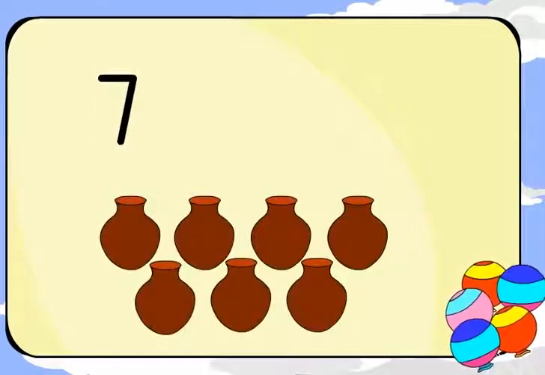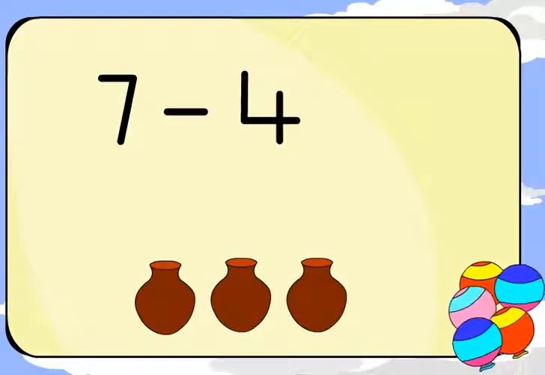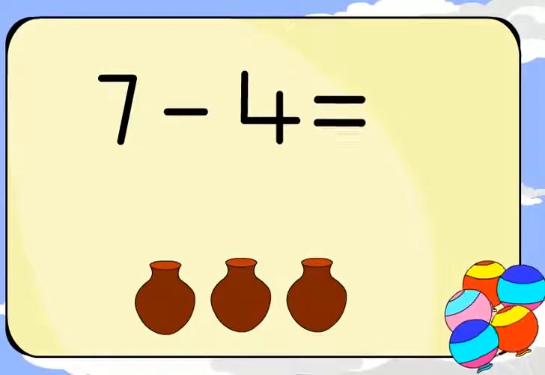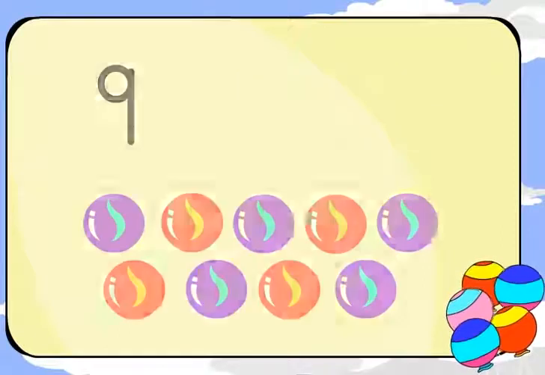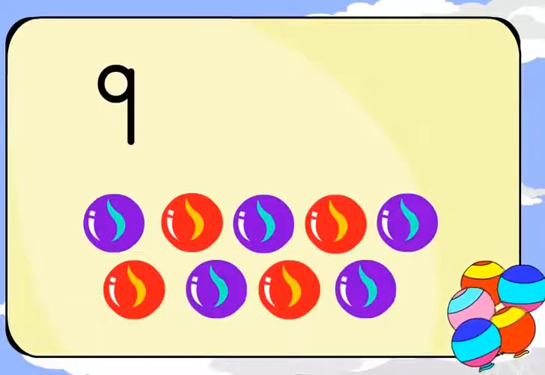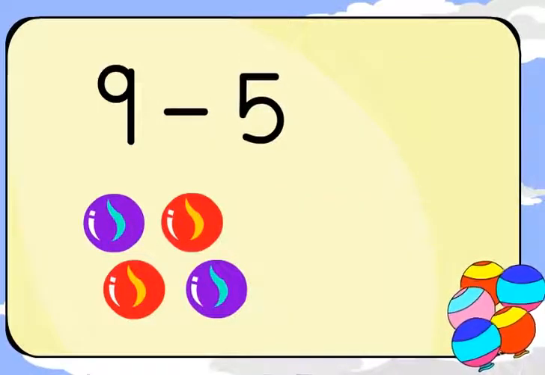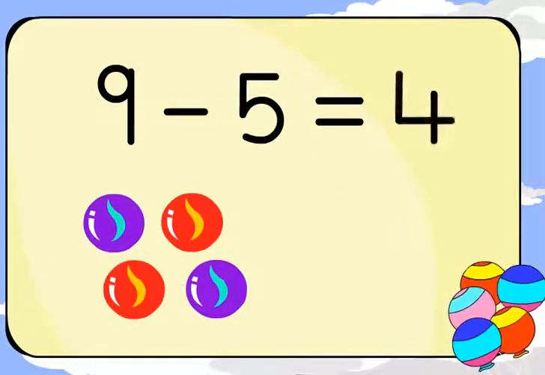7 minus 4 is equal to 3. 9 minus 5 is equal to 4.